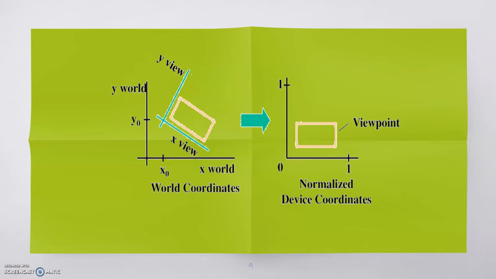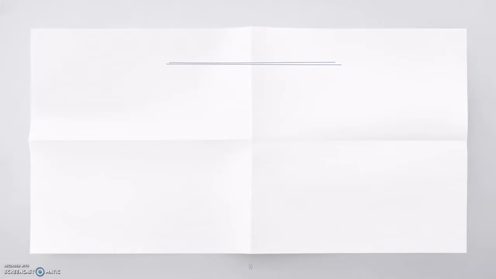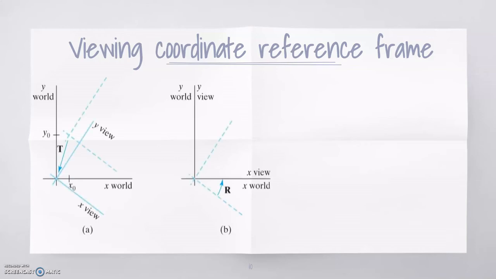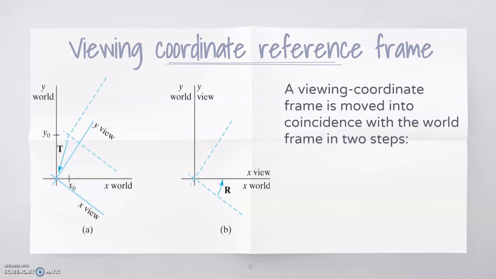Now let's see the next topic, that is the viewing coordinate reference frame. What is a viewing coordinate reference frame? The coordinate system provides a reference frame for specifying the world coordinates window. This is a figure which shows a world coordinate reference frame. A viewing coordinate frame is moved into coincidence with the world frame in two steps.